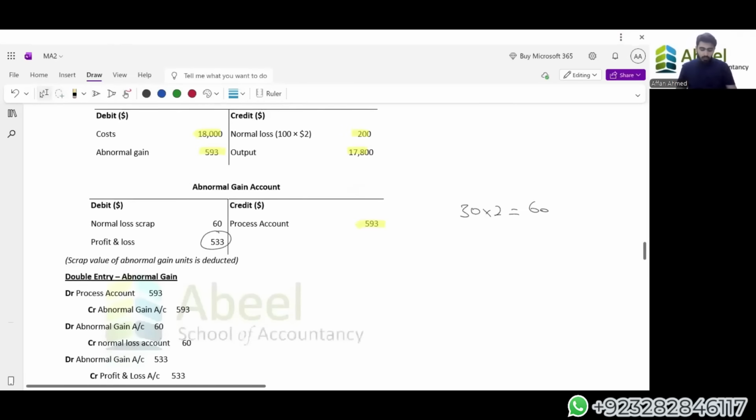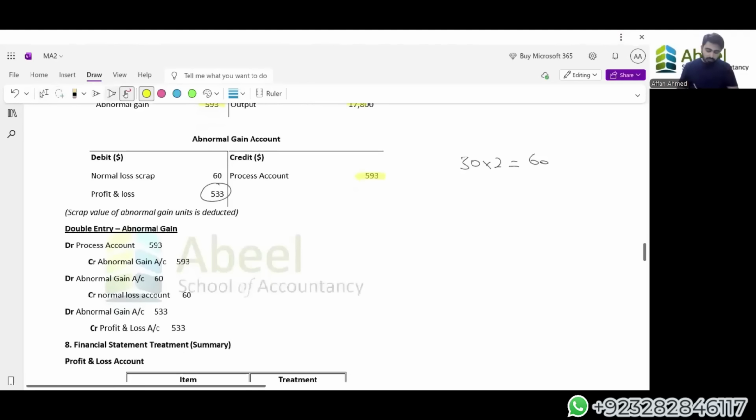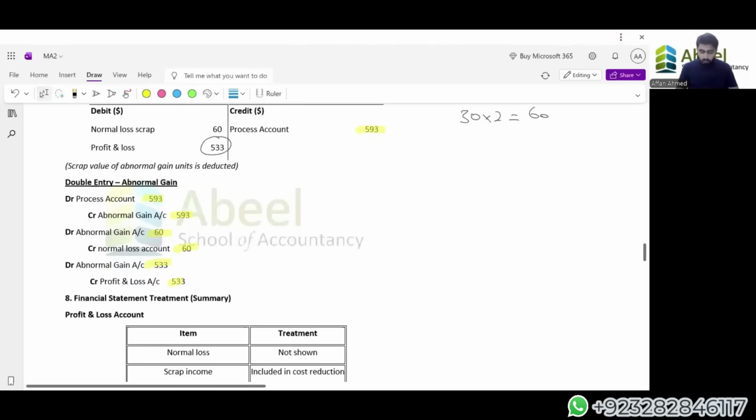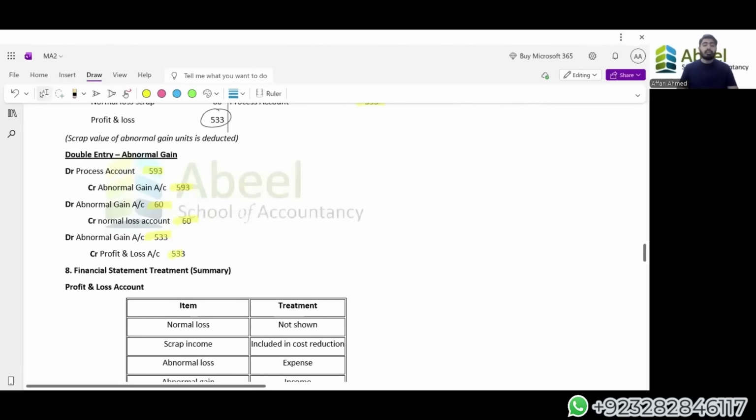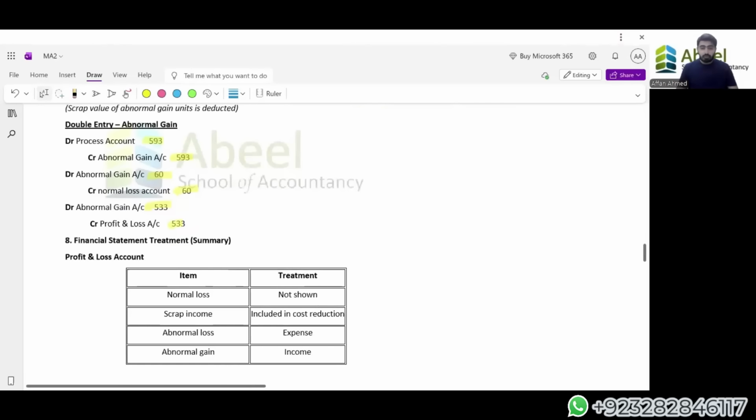So the double entries are as follows. Process account debit 593, abnormal gain account credit 593. Normal loss account debit with abnormal gain account credit on 60. The abnormal gain account will have a debit balance of 533 that will be transferred to the income statement, credited to the income statement, so that it shows other income for us. Okay, so this is how we record double entries for abnormal gain and normal loss. This is the comprehensive concept of process costing for you.